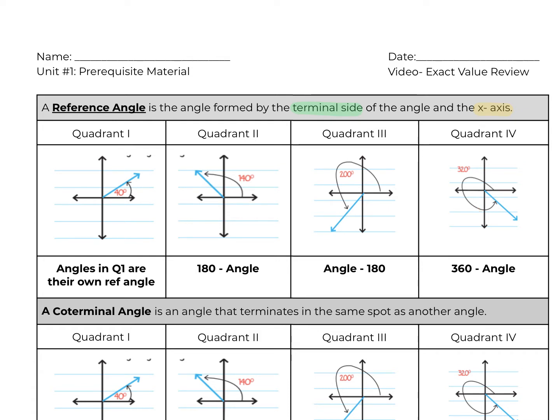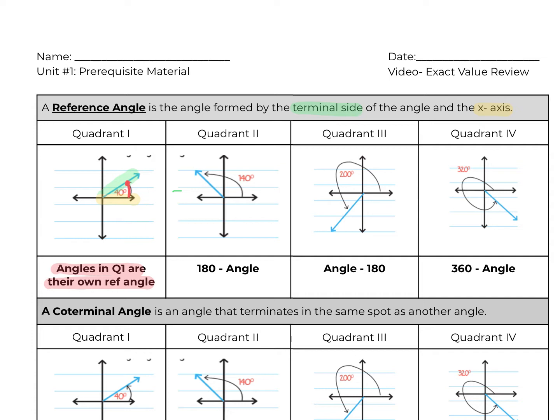So in quadrant one, here's an example right here of 40 degrees. So let's highlight the terminal side, or where the angle ends, and the x-axis. So the terminal side of the angle and the x-axis happen to overlap right here where the original angle is. So what that means is angles in quadrant one are actually their own reference angles. All right, let's look at example two.